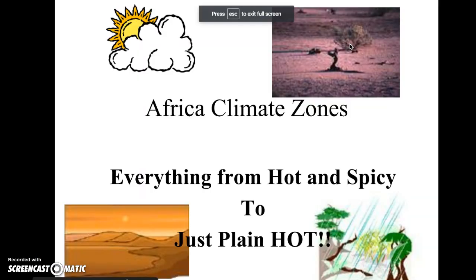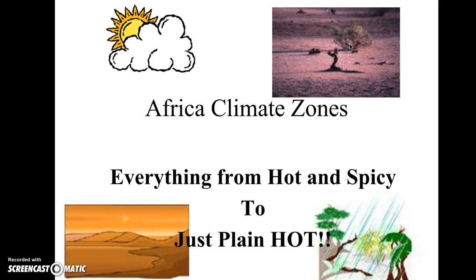All right, so what we're going to talk about today is climate zones in Africa. Now, when we talk about climate zones in Africa, it's important that you understand Africa is such a huge continent. There are many, many different climate zones. These are just some of the general ones that we will talk about.